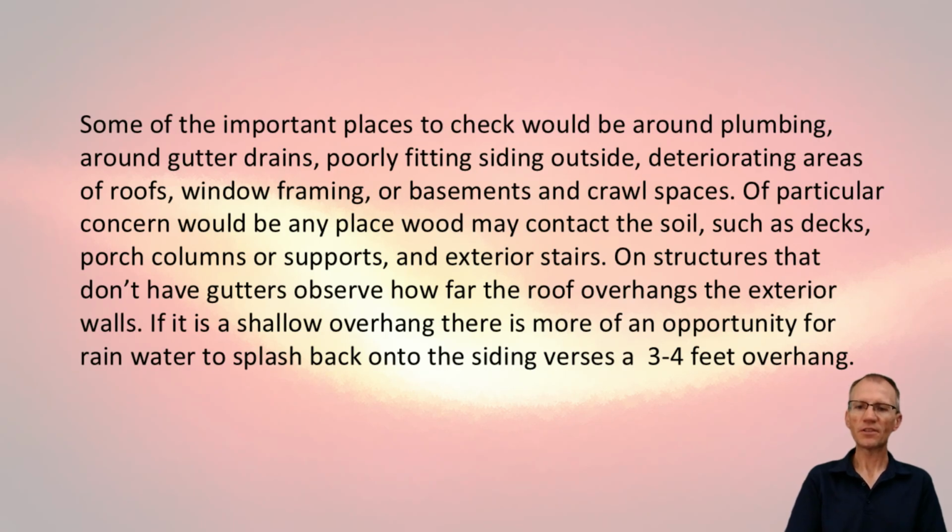You'll understand after you do this a few times, it's a great way to protect your knees. Some of the important places to check would be around plumbing, around gutter drains, poorly fitting siding outside, deteriorating areas of roofs, window framing, or basements and crawl spaces. Of particular concern would be any place wood may contact the soil, such as decks, porch columns or supports, and exterior stairs. On structures that don't have gutters, observe how far the roof overhangs the exterior walls. If it is a shallow overhang, there is more of an opportunity for rainwater to splash back onto the siding versus a 3 to 4 foot overhang.